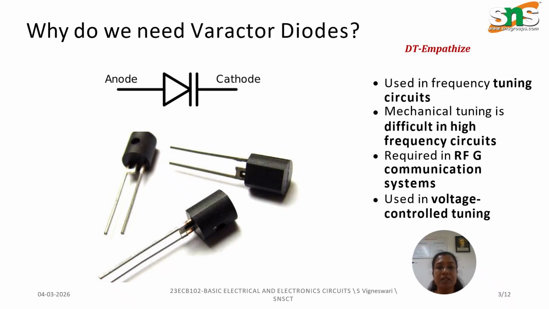In high frequency circuits, especially in communication systems, tuning becomes a challenge, and traditional mechanical tuning methods are not efficient or precise, so we need an electronic method of tuning. This is where the varactor diode comes into play. They allow frequency tuning simply by varying the voltage, making them highly useful in RF and communication circuits. So this is how the varactor diode comes into play.